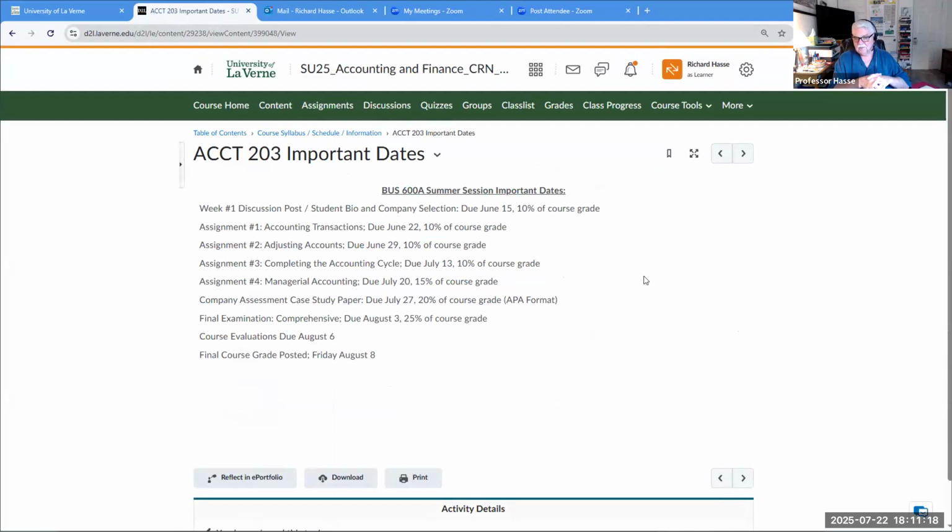20% of that is due this coming weekend, the case study paper where you're doing a financial analysis of the company you have selected in this course. And the final examination, which we'll talk about tonight, which is 25% of your grade, covers mainly these last 2 weeks of the class, but there are questions assigned, and we'll talk about that if you happen to download the final examination guide that I have posted.